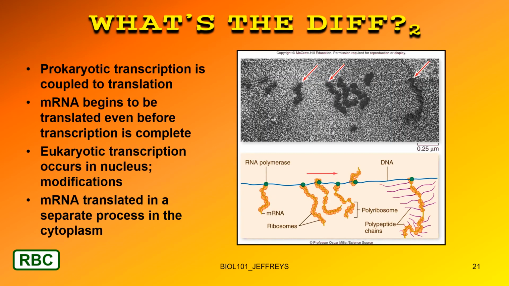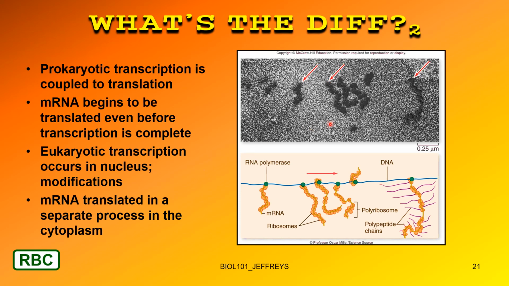And so to wrap this up, here you see, this is kind of cool, and I'll direct your attention to this in a minute. Prokaryotic transcription is coupled to translation. In other words, the message or RNA begins to be translated even before transcription is complete. Remember that eukaryotic transcription occurs in the nucleus. The message has to be modified. It has to leave the nucleus, and then it can get translated in the cytoplasm.